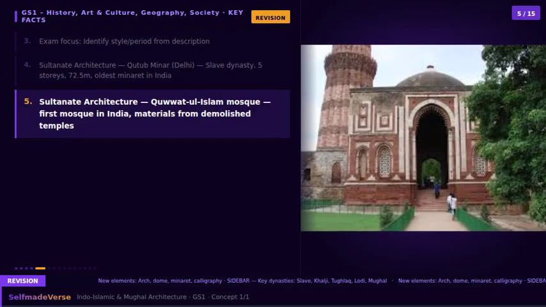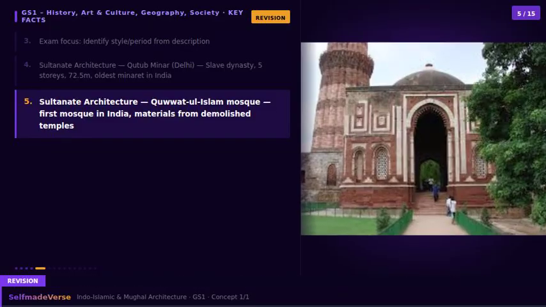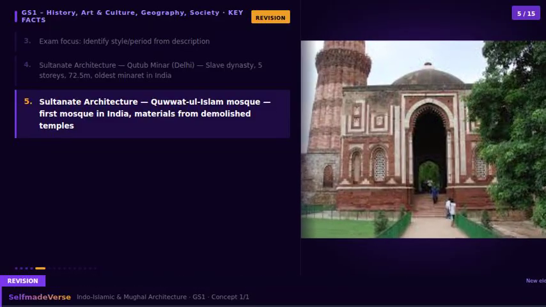Quwat-ul Islam Mosque was India's first mosque, built using stone and marble salvaged from demolished Hindu temples. This reuse of temple materials symbolized the conquest and became a pattern across Sultanate constructions.